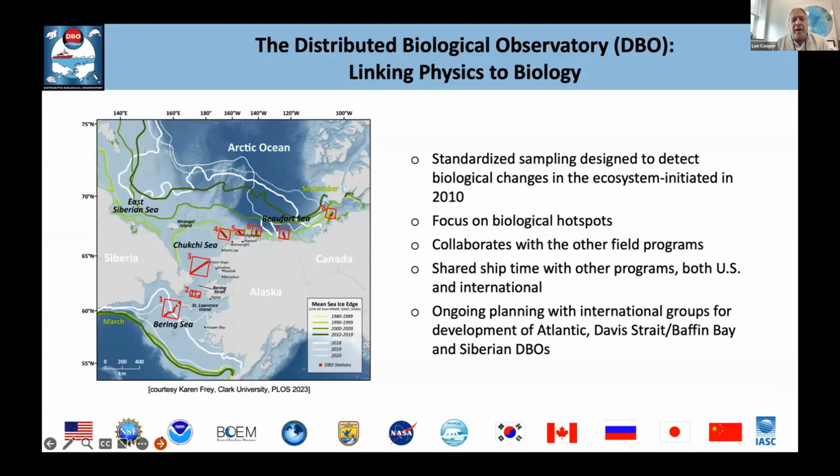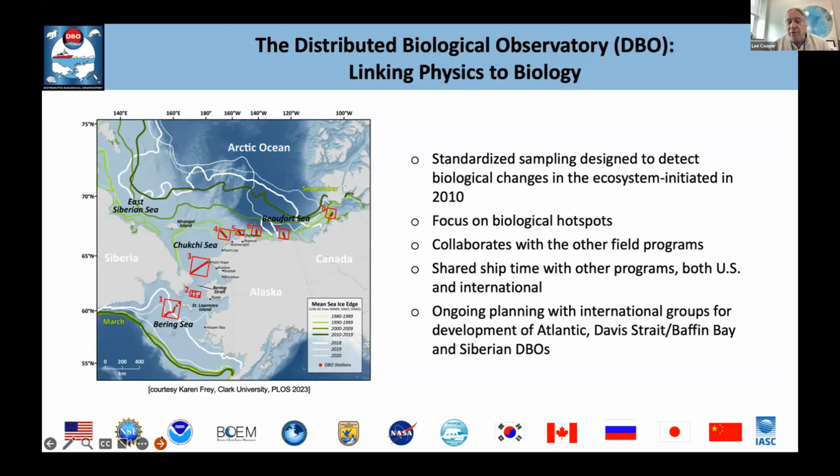Just briefly, the DBO is designed to link physical processes in the Bering and the Chukchi Seas and now in the Beaufort Sea with biological and ecosystem processes in that part of the Arctic. We focus on standardized sampling. You'll see the little red boxes. Those are the places we go every year. We do this on both US and Canadian ships, and through the Pacific Arctic Group we also coordinate sampling by other countries, so Korea, Japan, and China in particular.